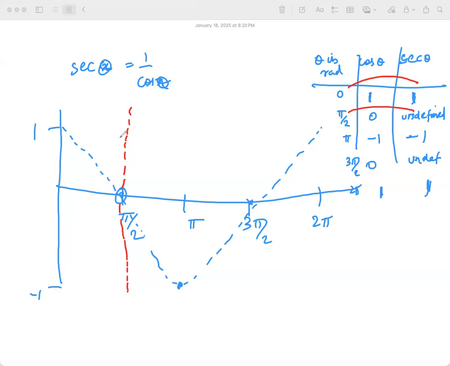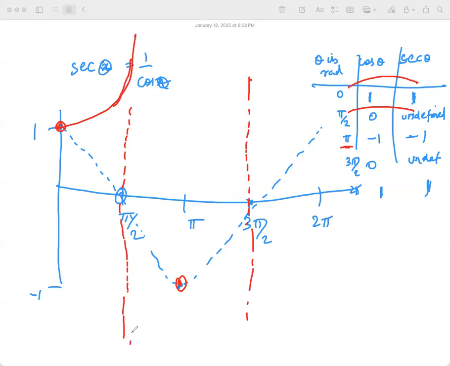So here, what happens? At 0, it is a 1. From 1, it moves to undefined. Then the next one, at pi, it is a -1. I have this graph. Whereas for 3 pi by 2, it goes to undefined. See what happens. So the graph went to undefined.